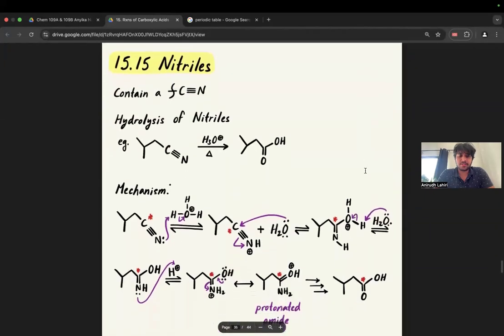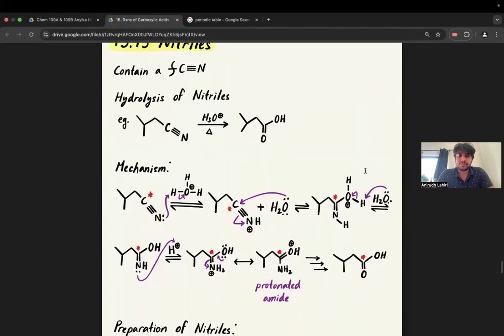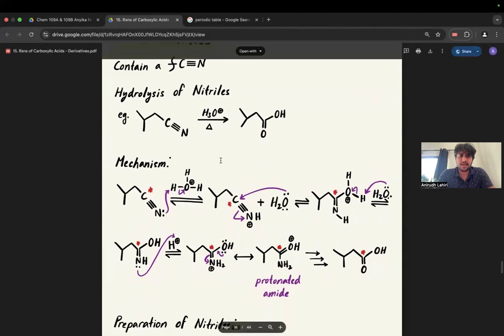Nitriles. There are a lot of issues with adding NH2 or NH3 directly. So what we need to do is add nitriles and then go through steps to reduce them. In synthesis, it's a very useful intermediate. So let's take a look at what happens. This is acid catalyzed.